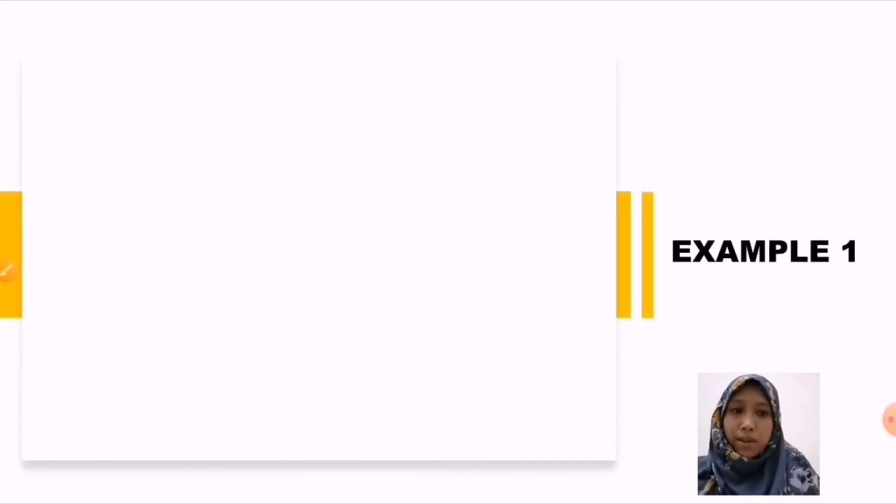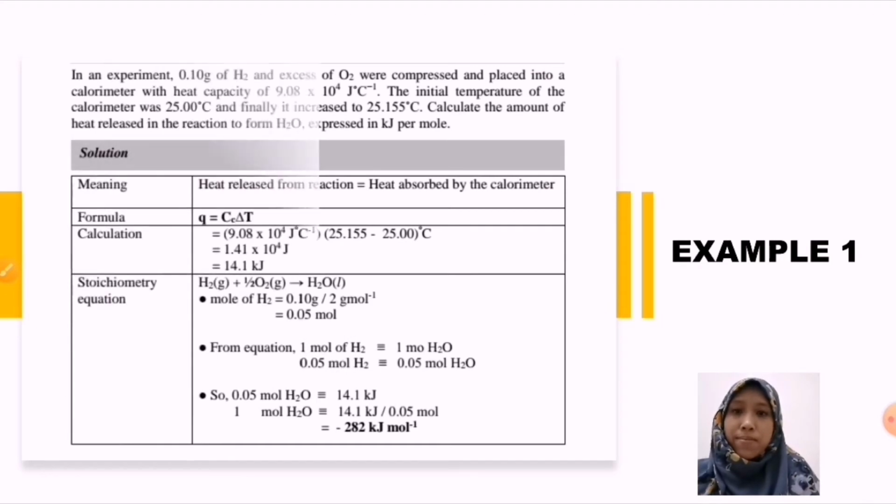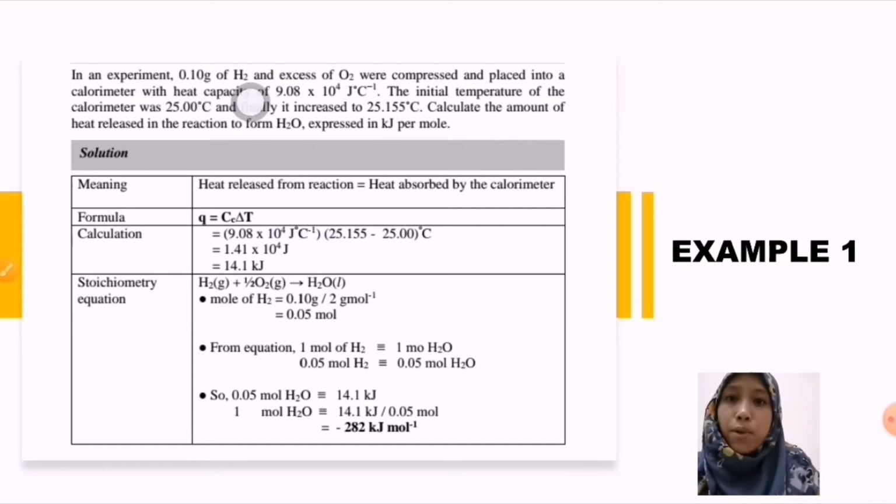Okay, example 1. For example 1, this is the question. So this is an example of combustion reaction. 0.1 gram of hydrogen and excess O2 were compressed and placed into a calorimeter. Okay, so kat sini dia dah bagilah excess oxygen. So kat sini kita cuma perlu cari bilangan mol hydrogen je nanti. So selalunya untuk berlakunya combustion, okay, it must be combust in excess oxygen. So kita boleh refer balik lah the definition for enthalpy of combustion.